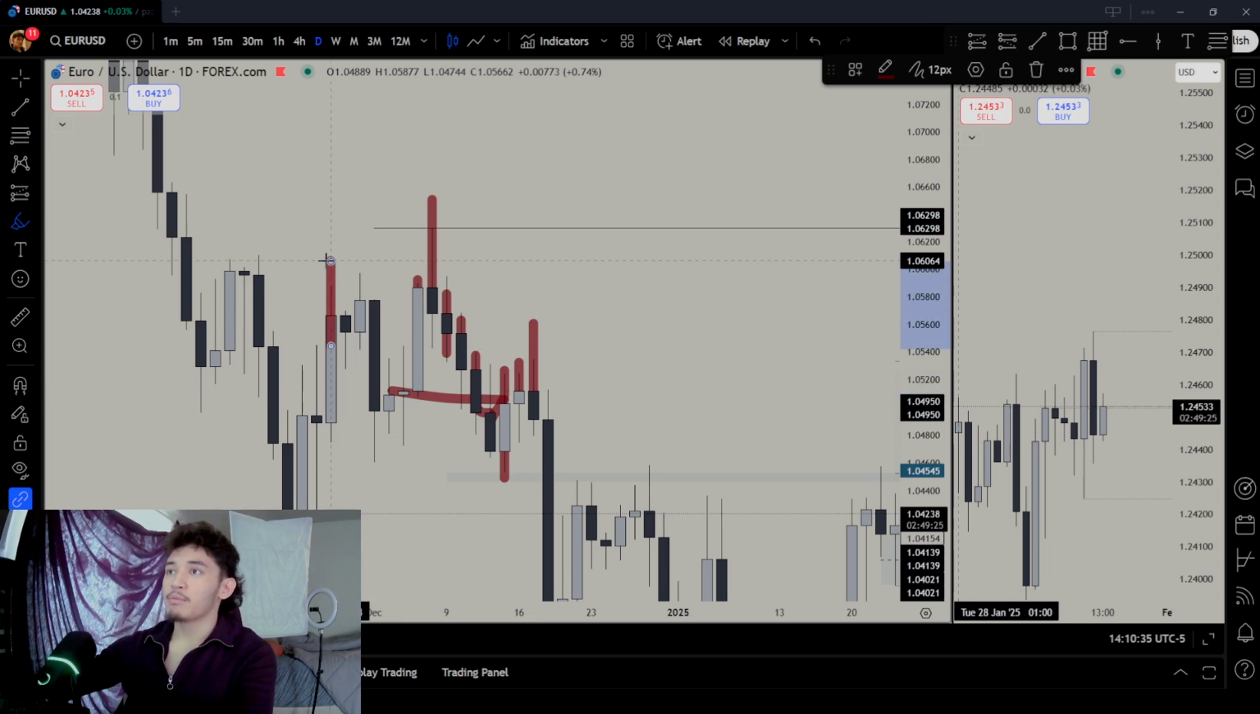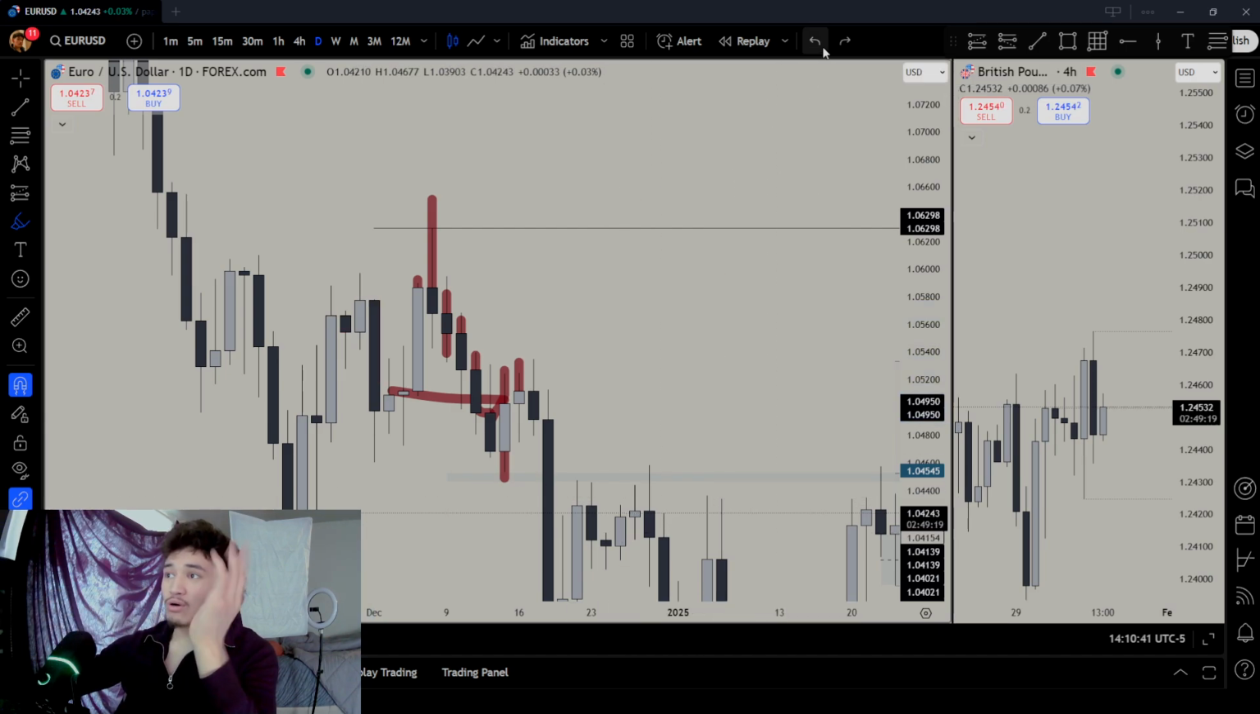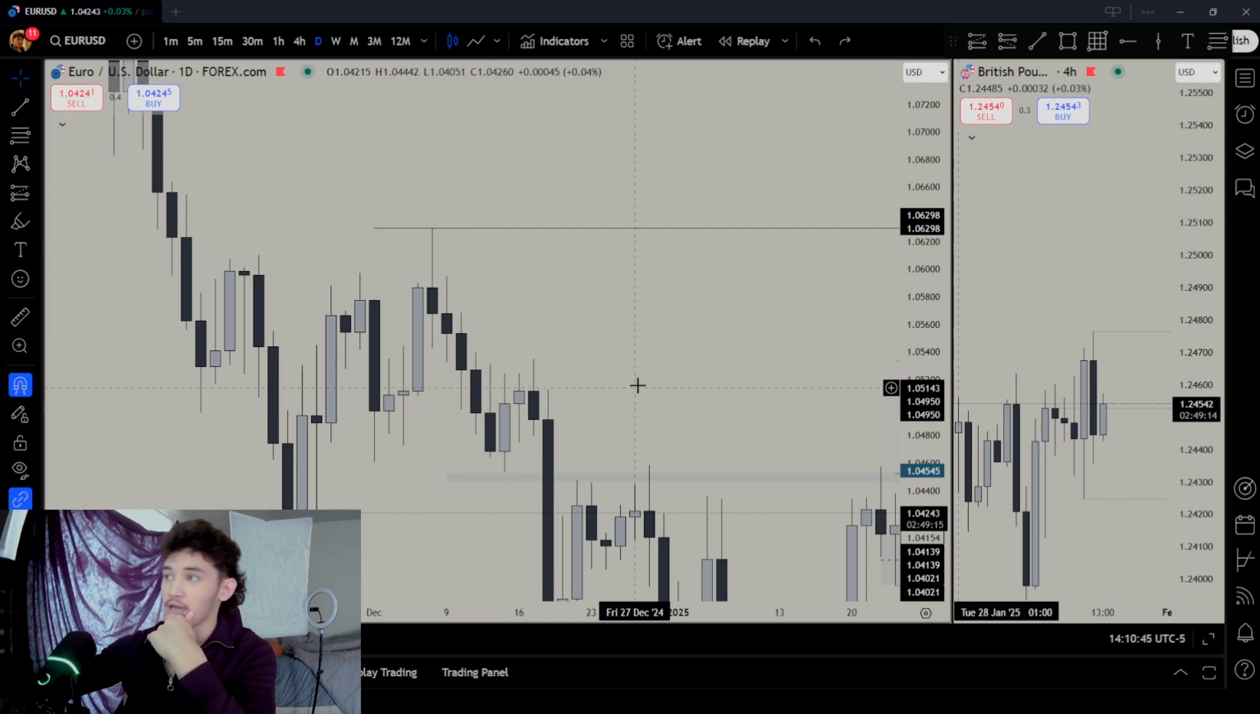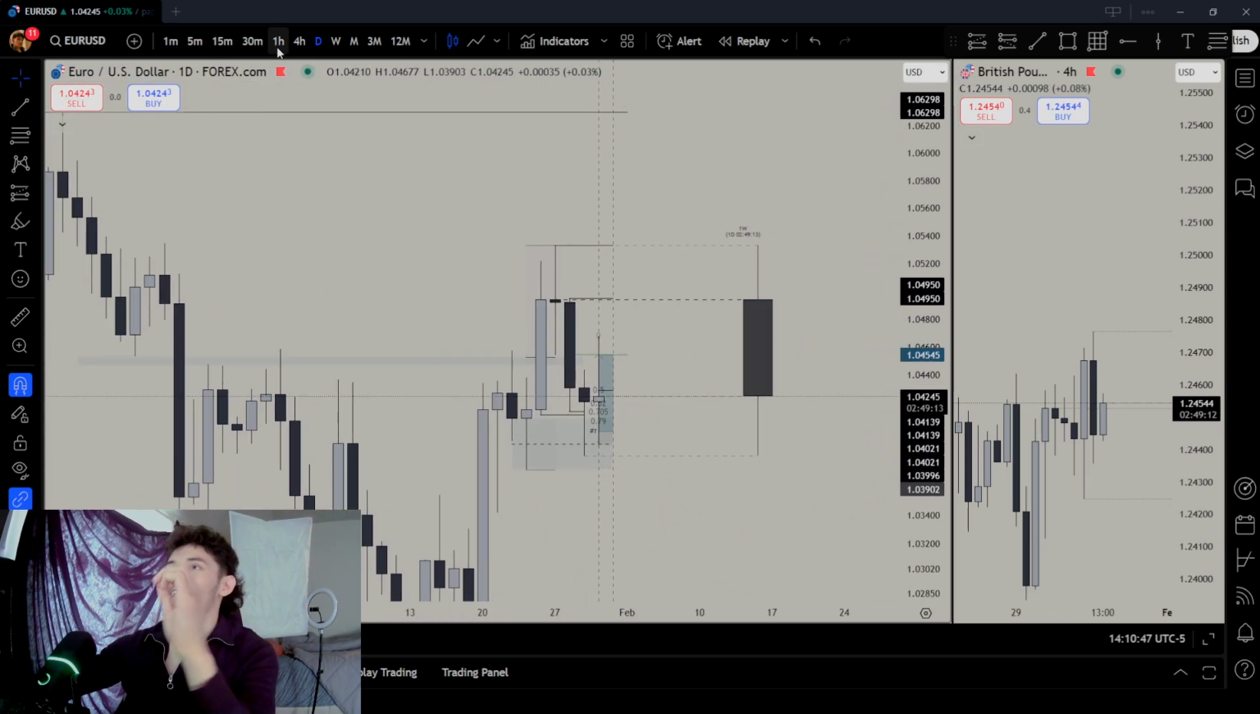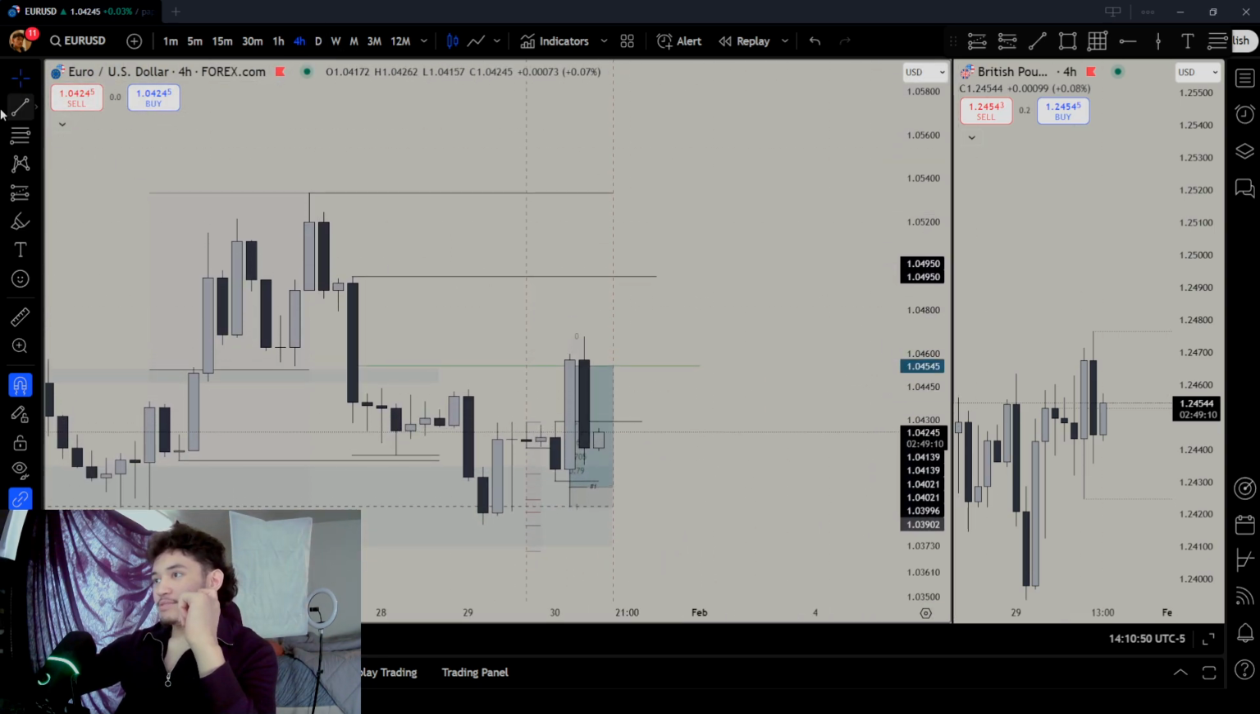I could show you guys more examples. Accumulation, inside bar, manipulation, expansion, right? So yeah, that is a lot. I could go on for days, for generations, till the end of time. Not gonna do that though. But yeah, this is how you pick the higher probability CRT.